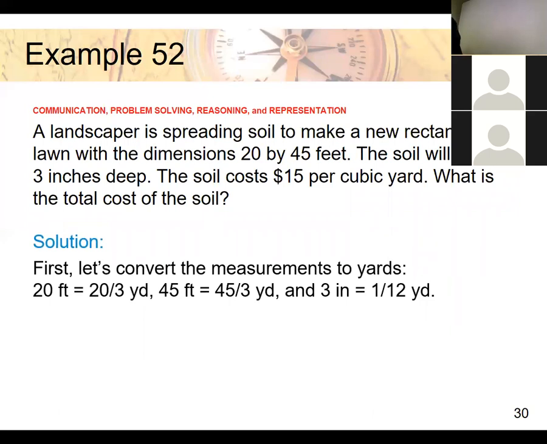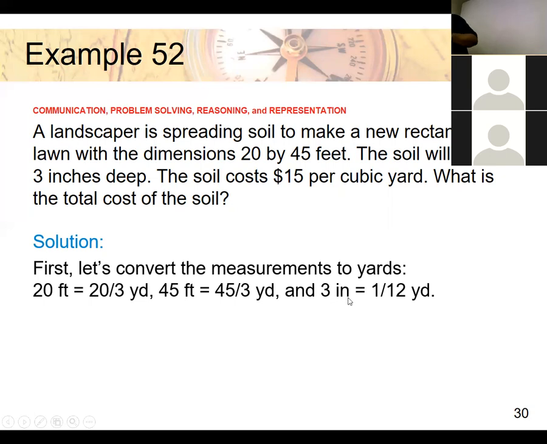Now here's what they did. They converted the measurements of 20 feet and 45 feet and 3 inches into yards, because the soil is going to cost $15 per cubic yard. So we need to convert feet to yards. The 3 comes from the fact that it takes 3 feet to make up a yard. So 20 feet would be 20 divided by 3 yards. 45 feet, if we convert that to yards, we divide by 3, so it'll be 45 divided by 3 yards.